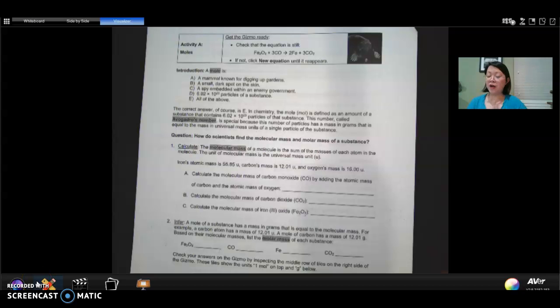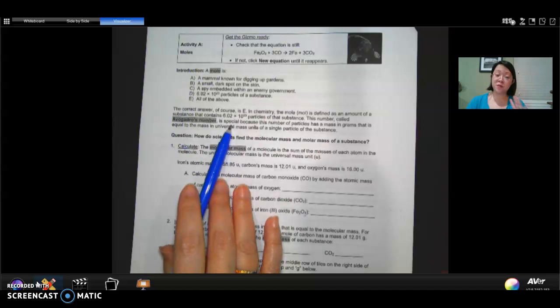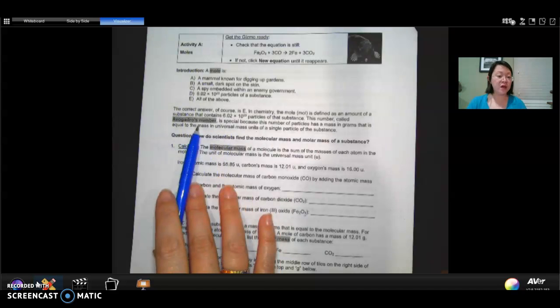Okay, so for activity A, we're just going to do a brief recap of the mole. So in chemistry, the mole is defined as an amount of a substance that contains 6.02 times 10 to the 23rd particles of that substance. That number, as many of you should remember, is Avogadro's number.